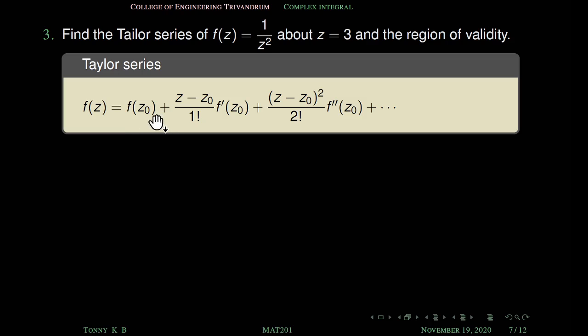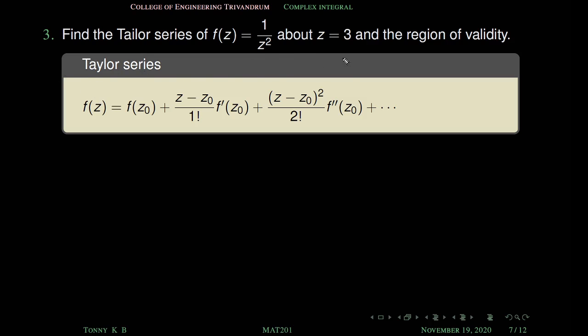We can visualize the constant term as the coefficient of z minus z naught raised to 0, so f of z naught into z minus z naught raised to 0. So here all the terms contain z minus z naught and its powers. Taylor series about z naught means a series expansion containing only the terms of z minus z naught and its powers. So for this example, we have to find the Taylor series of 1 by z square about z equal to 3.